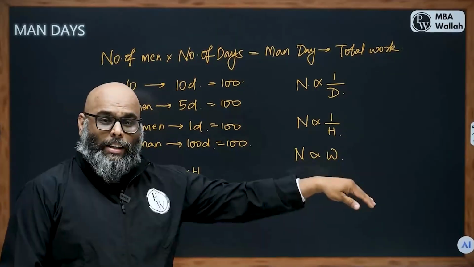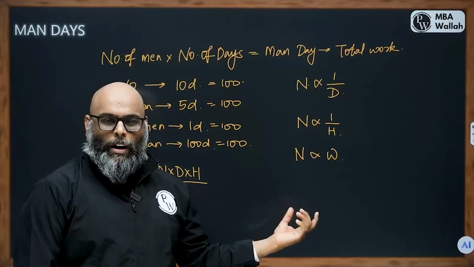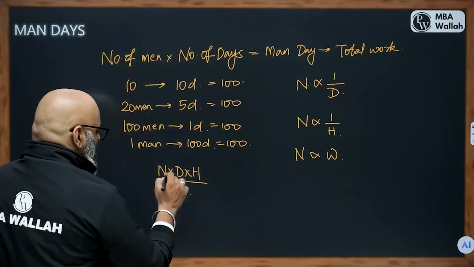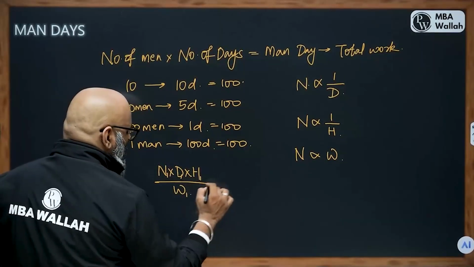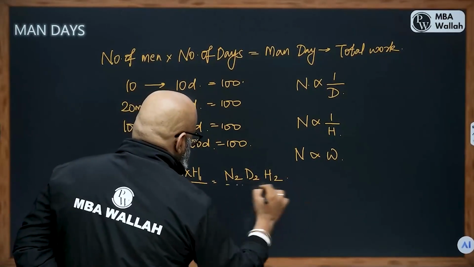If there is another case, if this is for a group of 10 men working, and there is another group where 20 men are working, it will be the same. But how do I equate it? I say N1 D1 H1 by W1 is equal to N2 D2 H2 by W2.